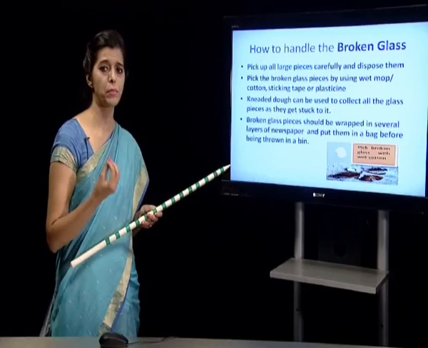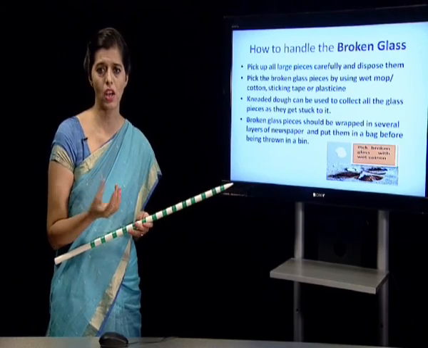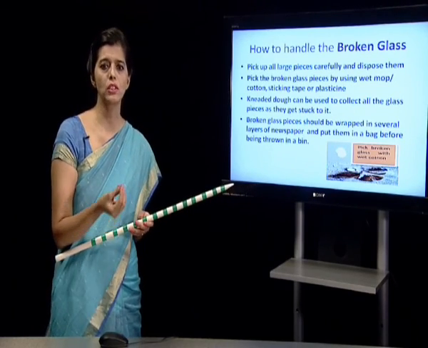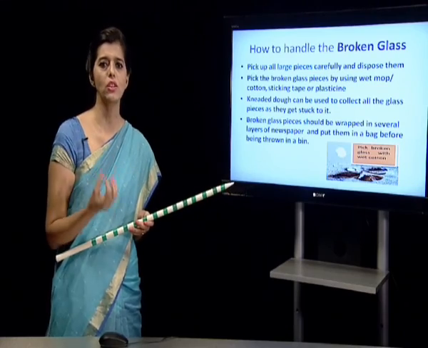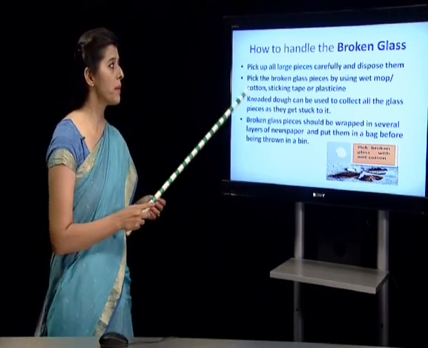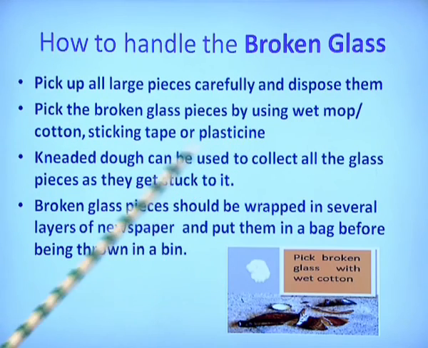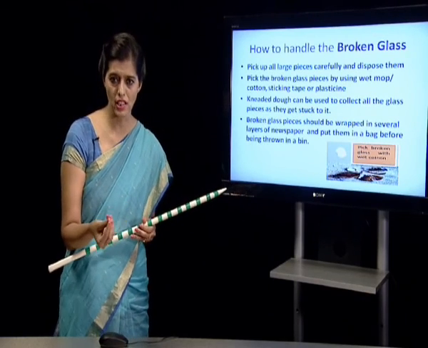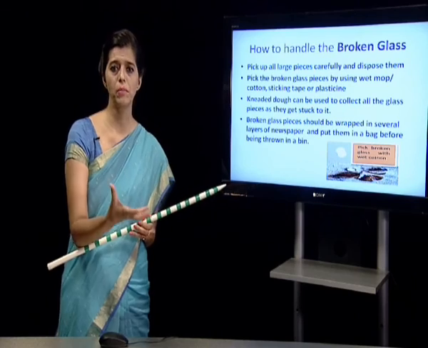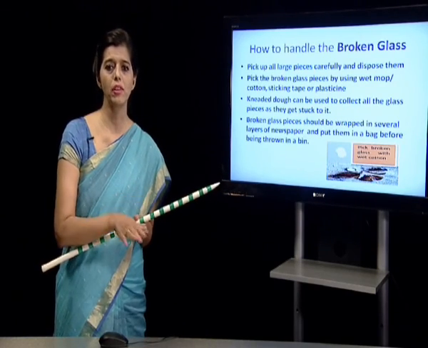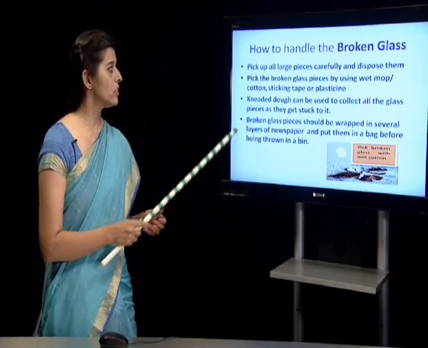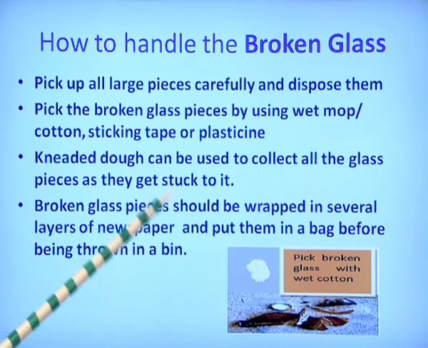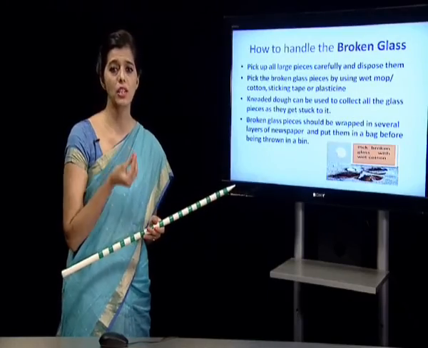First of all, when something like glass breaks, there are smaller pieces also, some powdered glass and bigger pieces. You need to collect the bigger pieces first, then pick up the broken glass pieces by using a wet mop, cotton, sticking tape or plasticine, because as these things will be wet and sticky, the powdered glass which is also broken along with the glass will be attracted towards those things, and it will not be left on the floor. Another method which can be used to collect the glass pieces is that the glass pieces will stick to it.